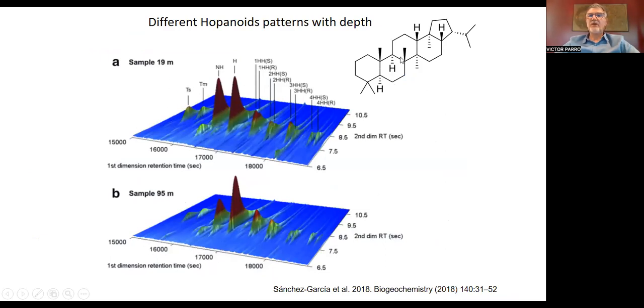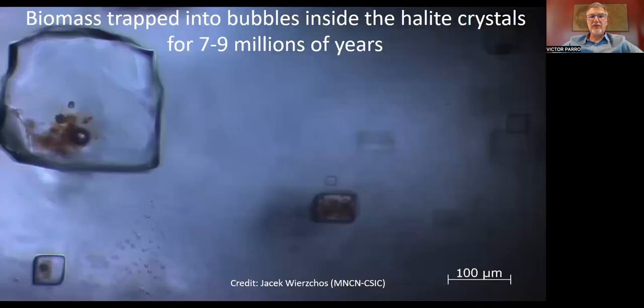where we identify different hopanes. Hopanes are nice biomarkers because they have a great stability and can survive somehow for even billions of years in geological records. So yes, they are there inside the salt.